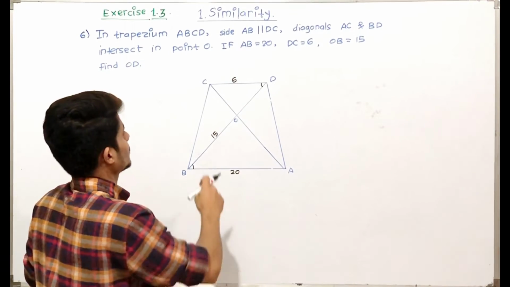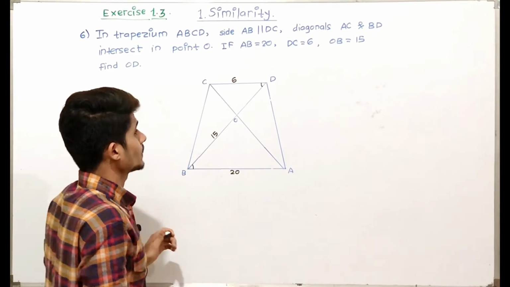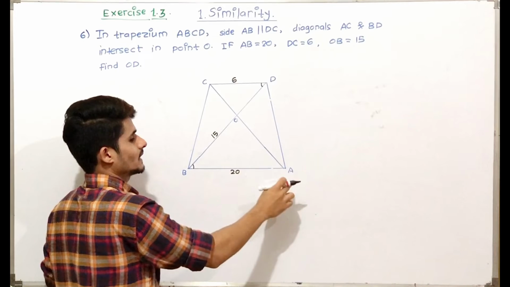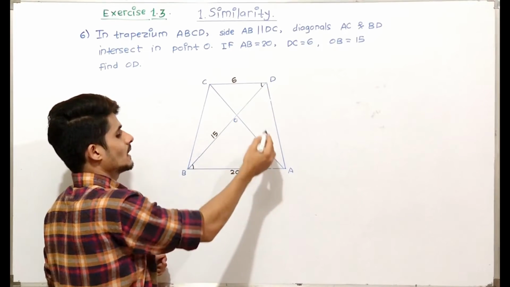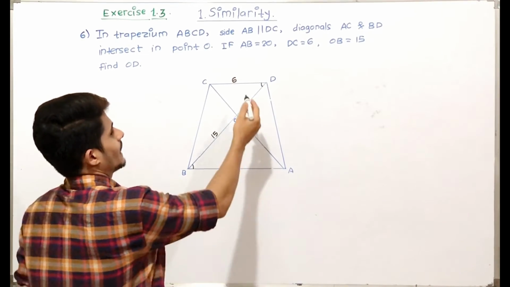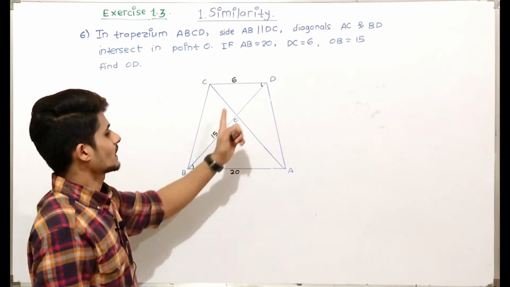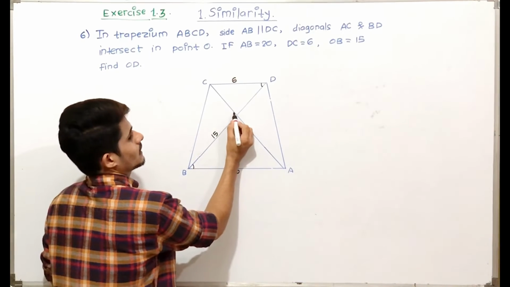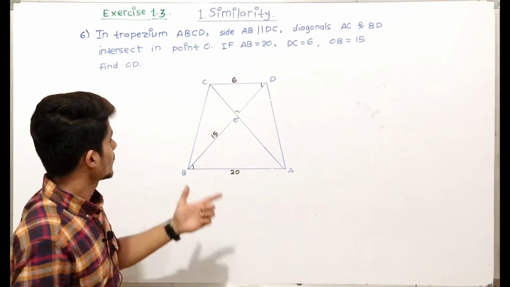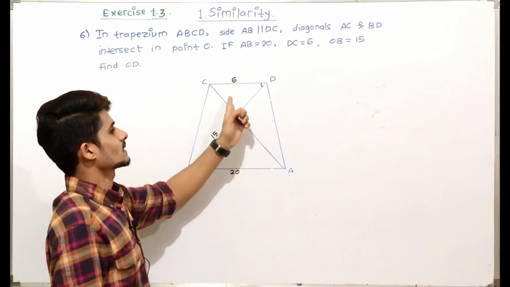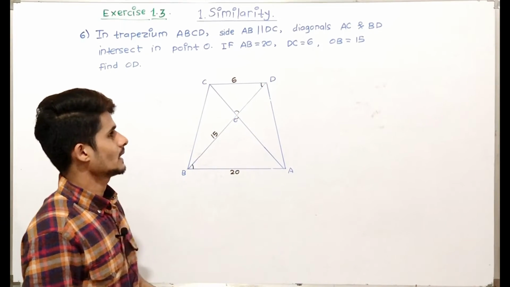Now we'll take two triangles, COD and AOB. Angle CDO will be equal to angle ABO, alternate angles, and angle COD will be equal to angle AOB, vertically opposite angles. So triangles will be similar. Triangle COD will be similar to triangle AOB by AA test.